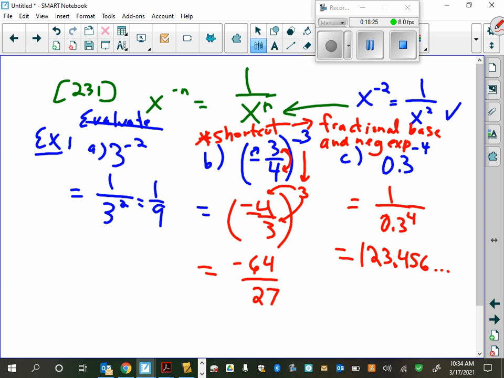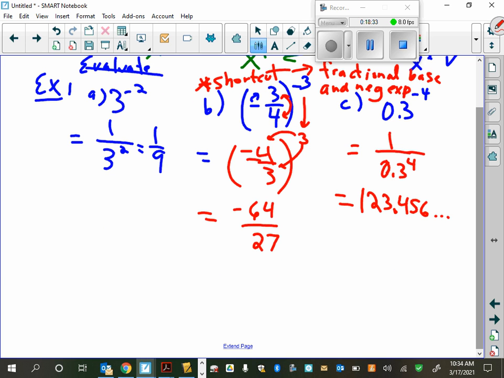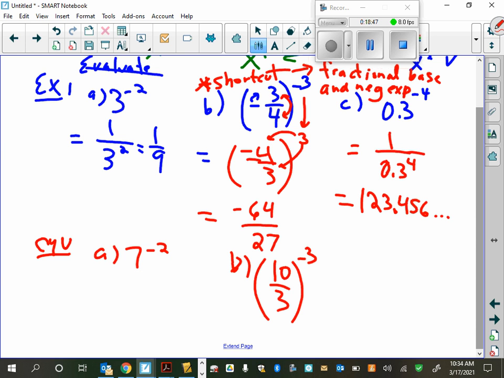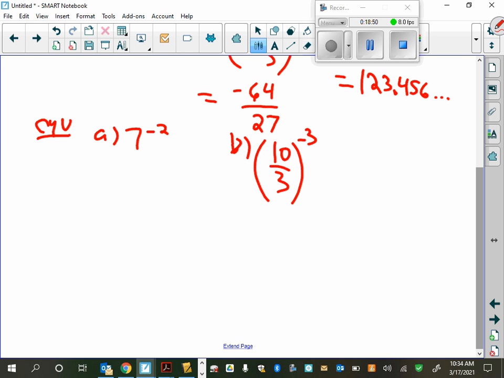Your turn. Do these ones. These are check your understanding. A, 7 to the -2nd. B, 10/3 to the negative exponent -3. And let's do C, -1 decimal. I'm not good at C. I'm not really loving those last decimal questions. Okay, do A and B, please, right now.